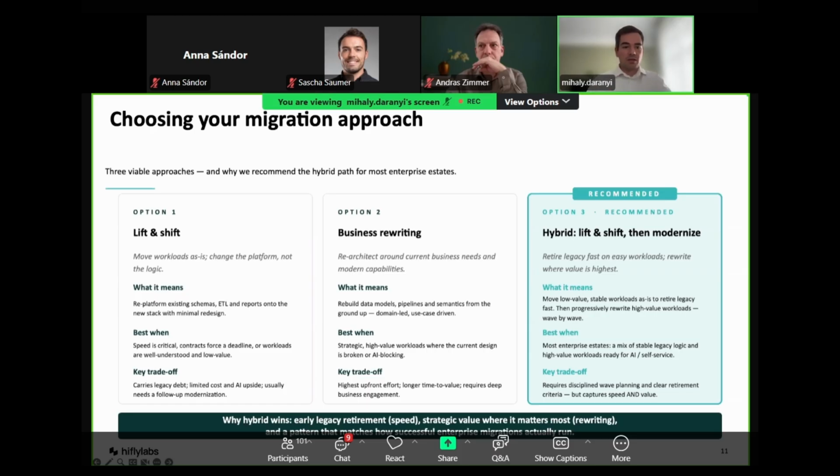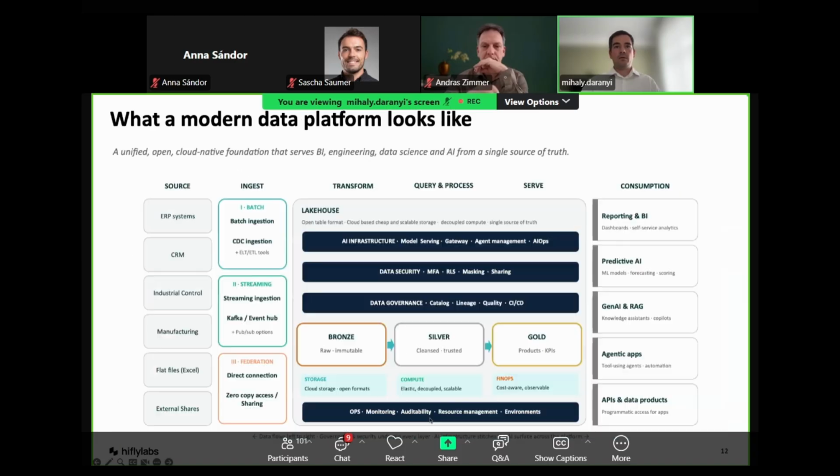But our recommendation is the third, and this is the hybrid one: lift and shift, then modernize at the end. You move the low-value stable workloads as they are to retire the legacy infrastructure quickly. That gives you immediate cost and complexity wins. Then in parallel and in subsequent waves, you rewrite the high-value workflows where the business can justify it. We believe that the hybrid approach wins in the end. And on the next slide, András will tell you a little bit about why it is the winning strategy based on our market experience.